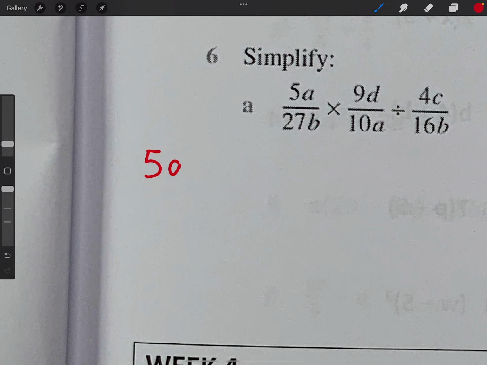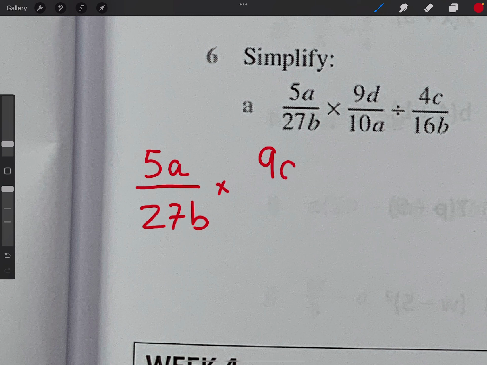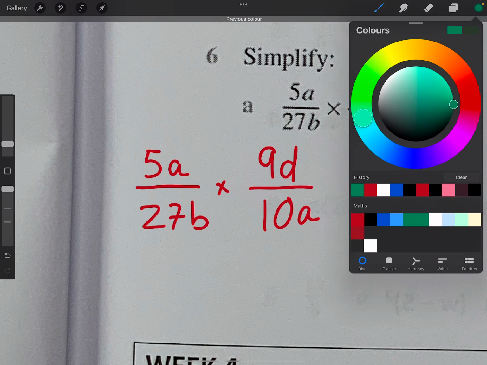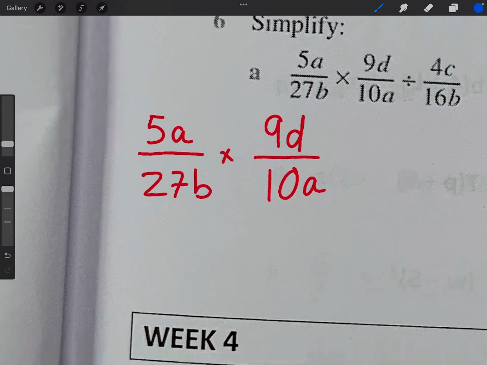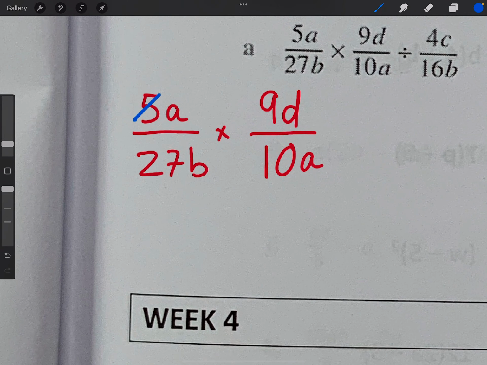5a over 27b times 9d over 10a. Alright, let's do that first. So let's simplify. I can divide top by 5. Let's look at the numbers. We've got 5 and 10. So divide the top by 5, which is 1. Divide the bottom, the 10 by 5, you get 2.